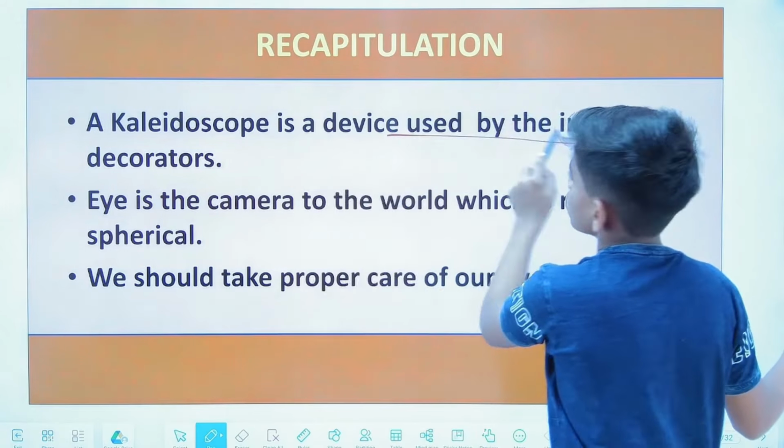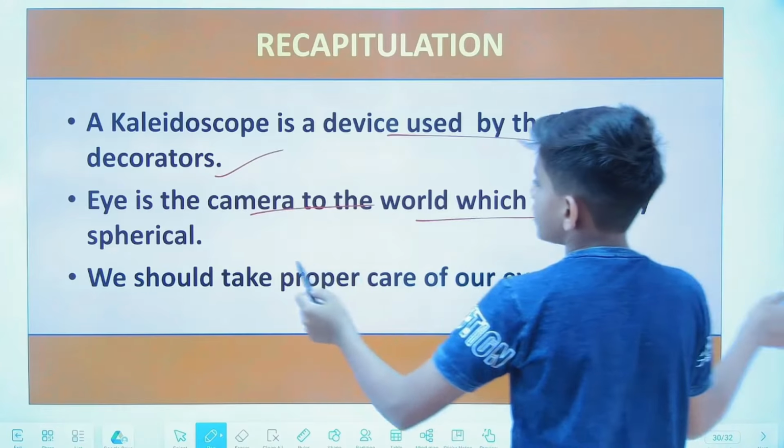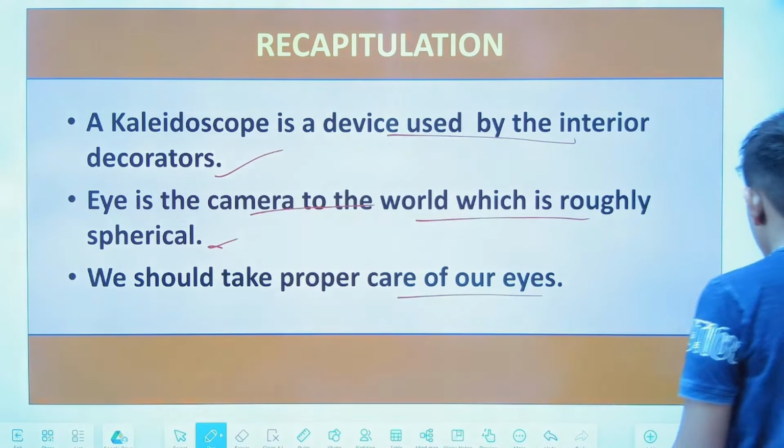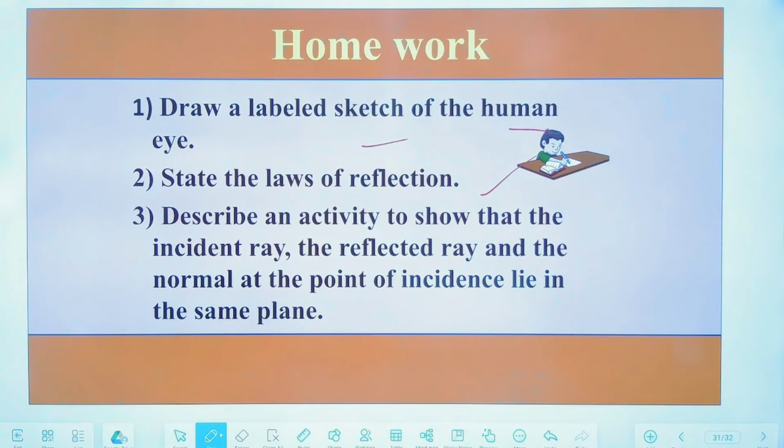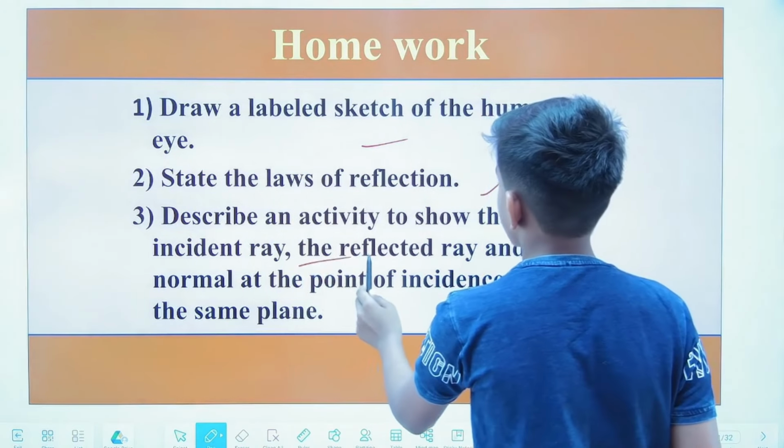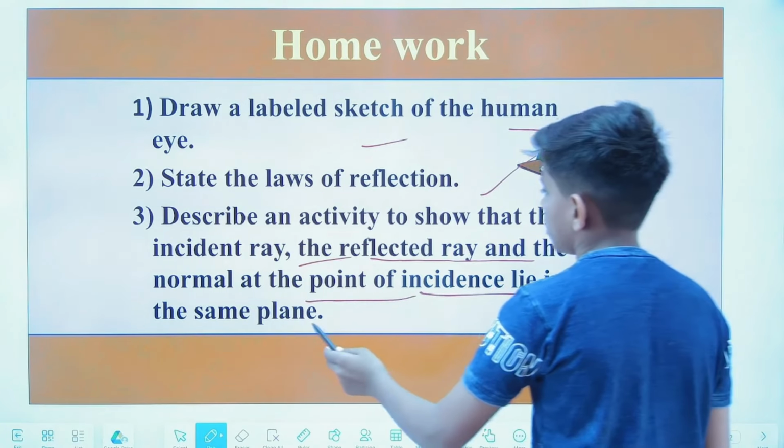A kaleidoscope is a device used by interior decorators. The eye is the camera to the world, which is roughly spherical. We should take proper care of the eyes. Homework is to draw a labelled sketch of a human eye, state the laws of reflection, and describe an activity to show that the incident ray, reflected ray, and normal at the point lie on the same plane.